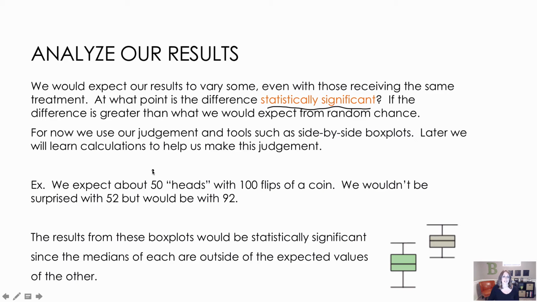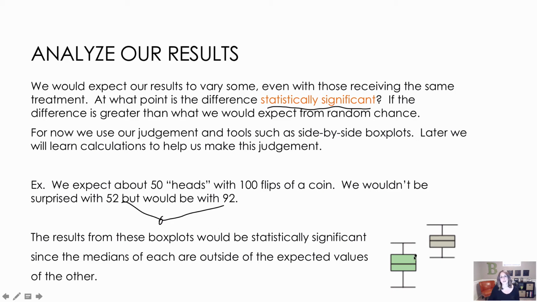So example, we expect about 50 heads with 100 flips of a coin. I wouldn't be surprised if I got 52 heads, but if I got 92 heads, I would think I was dealing with an unfair coin. The question is, at what point in between 52 and 92 would I start saying, I'm not sure that this is a fair coin? So again, that's just up to judgment for now. Later on, we'll learn how to put some numbers into that.